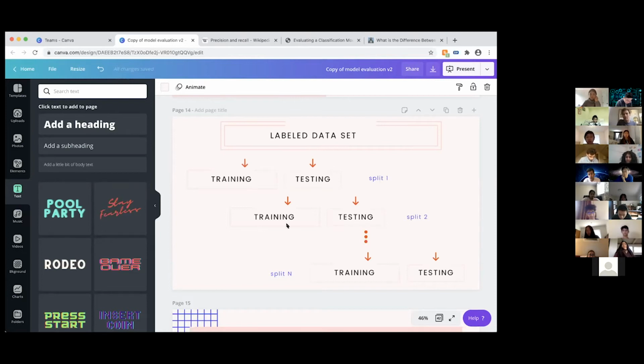So even if there's some overlap between maybe this testing data set and this training data set, that doesn't matter because we're mentally separating these, right? What matters is that we don't have the same data in the training set and the testing set for the same split trial.